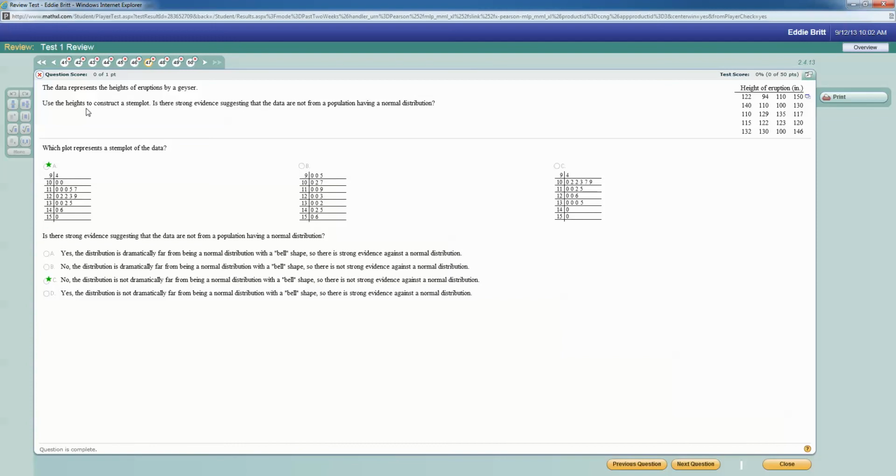Use the heights to construct a stem plot. Is there strong evidence suggesting that the data are not from a population having a normal distribution? The way stem plots work, it looks a little confusing, but this is the first number, and then for 94, they put a 9 right there. Well, if you put a 9 here, it's going to be 10, 11, 12, 13, 14, 15. That's the first part of your number. This right here, like before, that means 94 is an item.